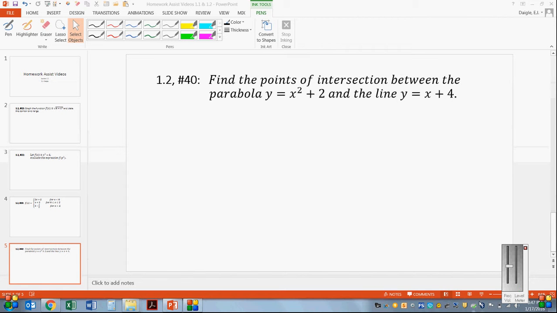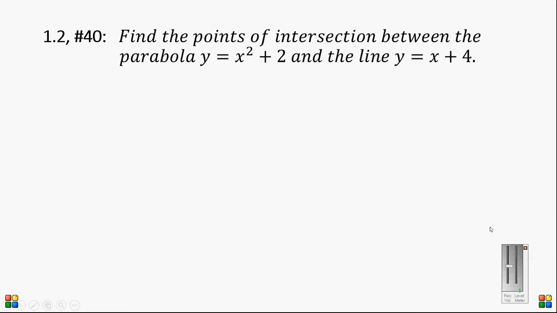All right, so let's go on to a problem that's not quite as trivial here, something a little more difficult. So 1.2, number 40. Find the points of intersection between the parabola y equals x squared plus 2 and the line y equals x plus 4.